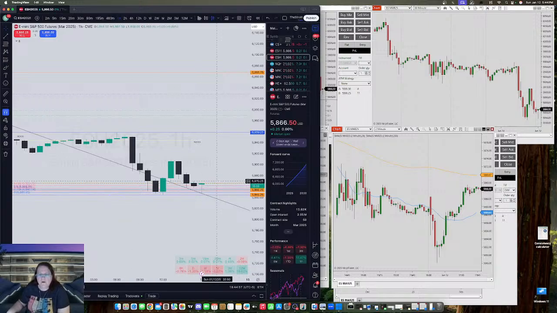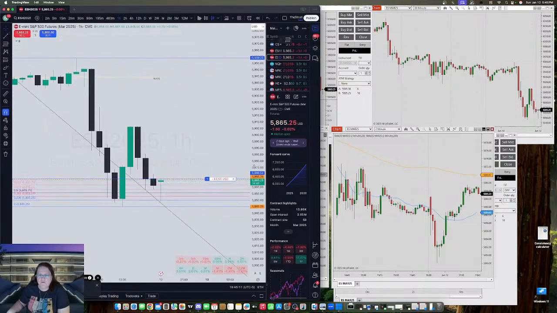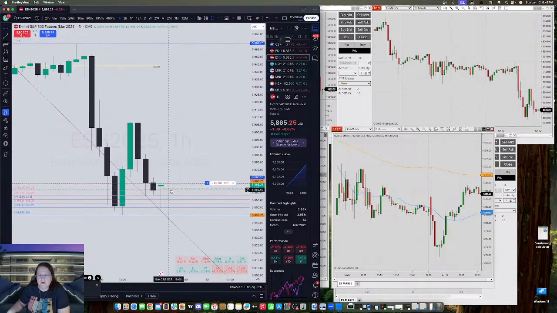Hour could go outside hour because we've gone over 50% of this. So I think that's what I'm going to do. I'm going to take one mini here, long. Of course it pulls back as soon as I get in. I will put my stop 4 points lower, 3 points lower.